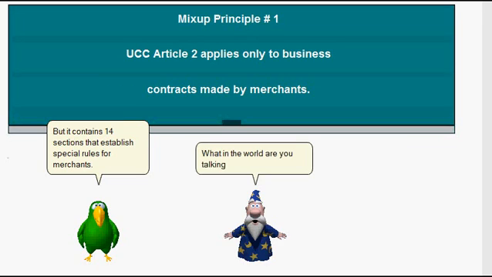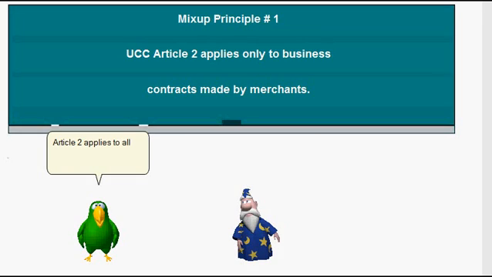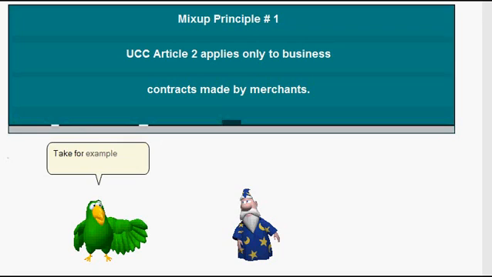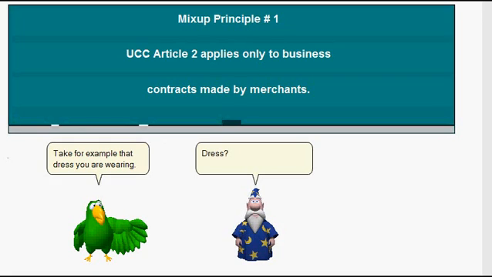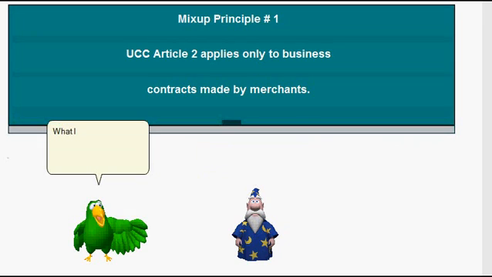What in the world are you talking about, Petey? Article 2 applies to all contracts for the sale of goods. Take, for example, that dress you are wearing. Dress? Petey, it's a robe, not a dress. Oh, excuse me. What I meant to say was that if you sold me that robe, the sale would be governed by Article 2.